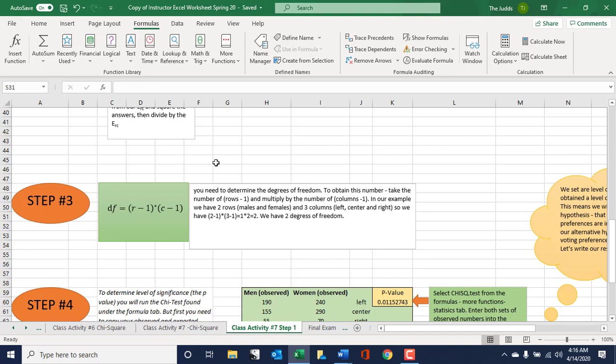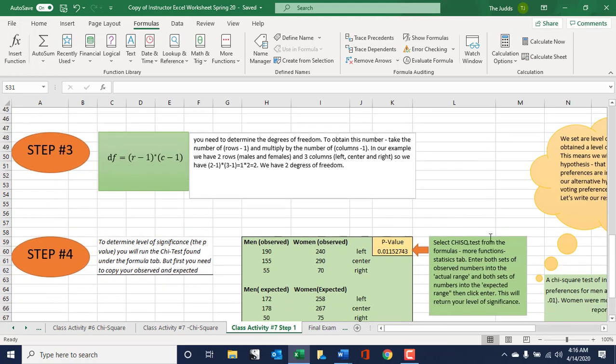So you can look at that again. It's very simple. It's the number of rows minus 1 times the number of columns minus 1. So we end with 2 degrees of freedom right here. We have to have that when we report our chi-square results.